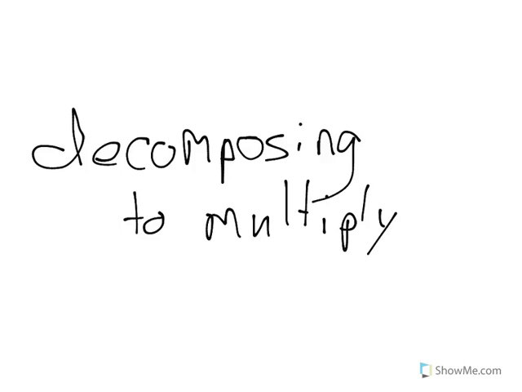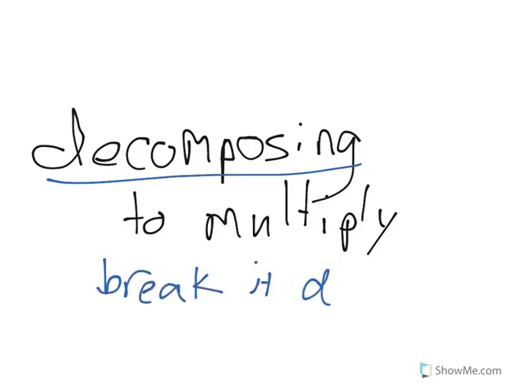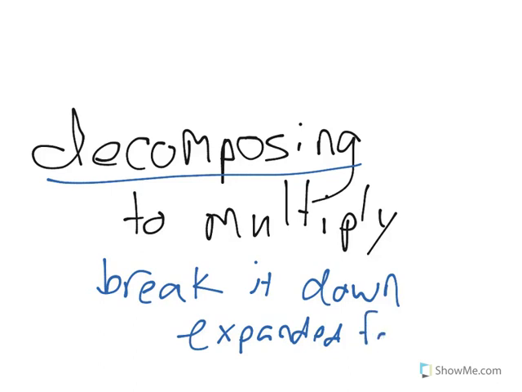We are going to look at using decomposing to multiply. The word decomposing means break it down. So when we're thinking about breaking down a factor, remember to think about expanded form. So let's look at our first problem.